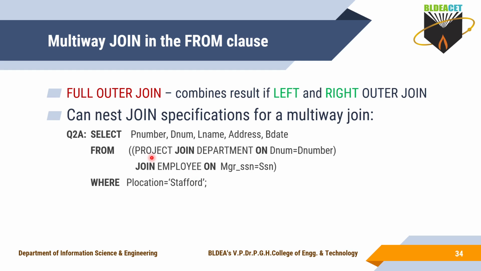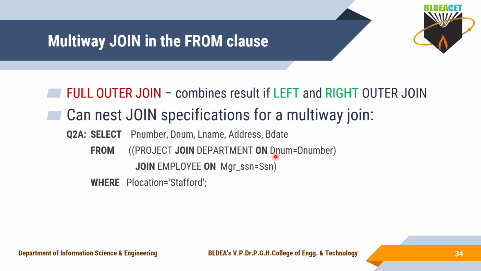So for joining, the procedure is what? First you have to join project and department using join, and the condition is on D num equal to D number. This is your foreign key and this is your primary key. D num is the foreign key in the project table and D number is the primary key in the department table. In the from clause, if you want to join, you have to use the join keyword, and with ON you have to specify the condition. After joining this, what is the resultant you will get?